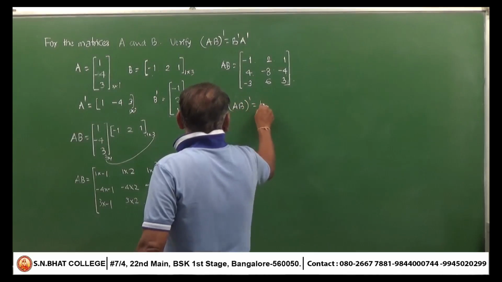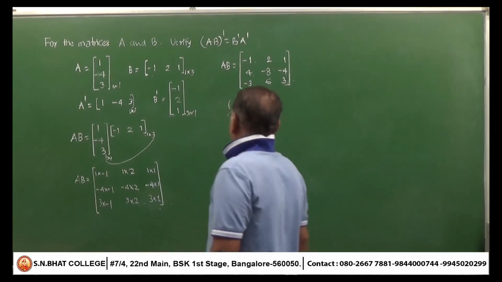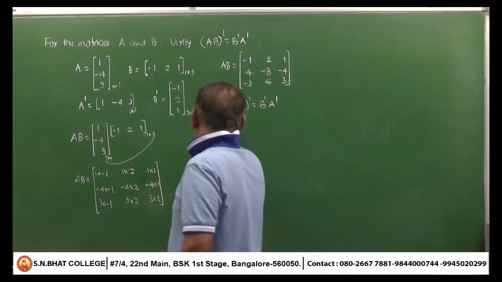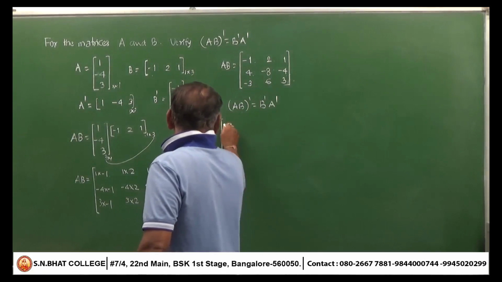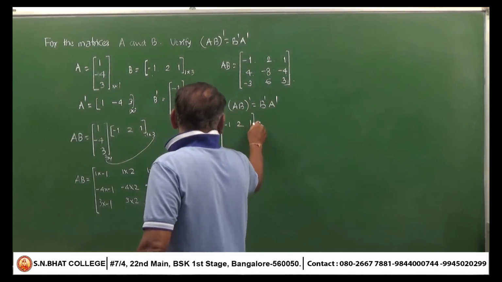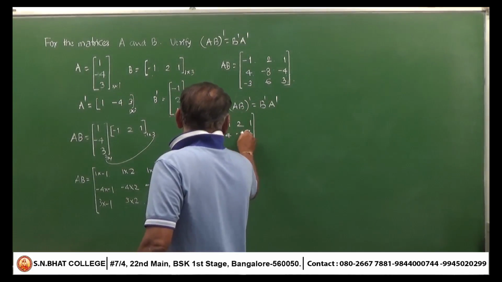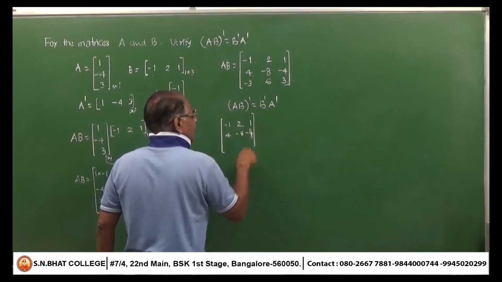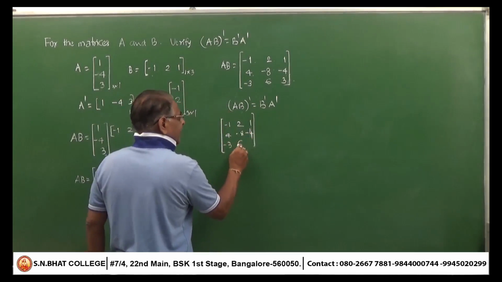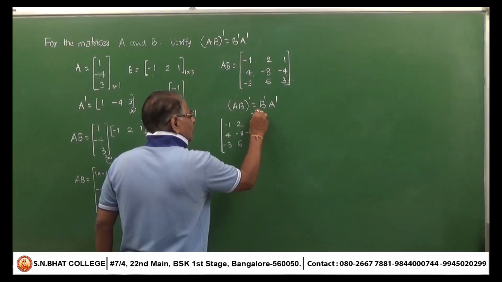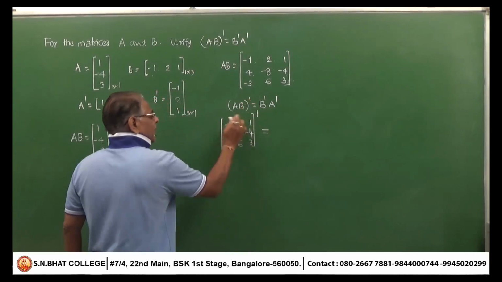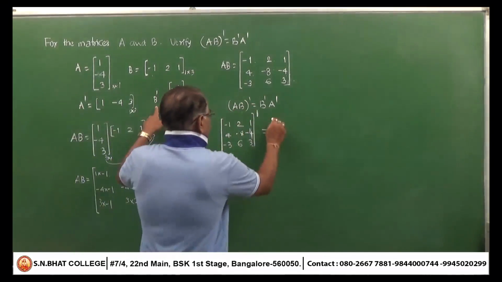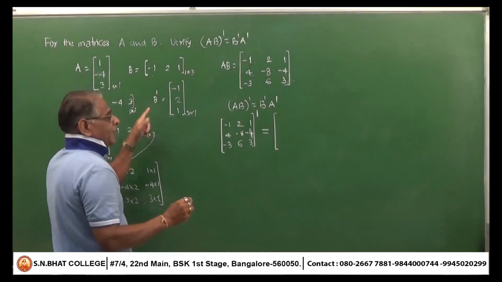We have to verify that AB whole transpose is equal to B transpose A transpose. AB is this one, write its transpose: minus 1, 2, 1; 4, minus 8, minus 4; minus 3, 6, 3. Write the transpose of the matrix AB. It is equal to B transpose A transpose, so replace them by these matrices.